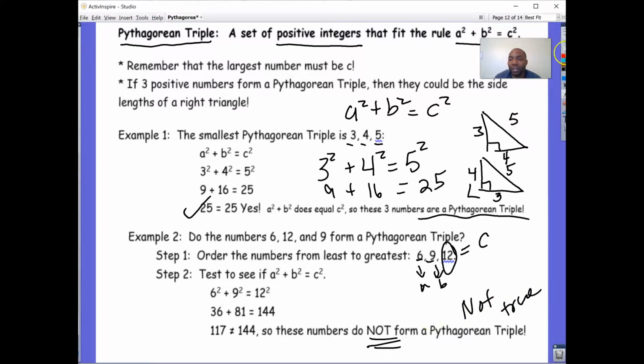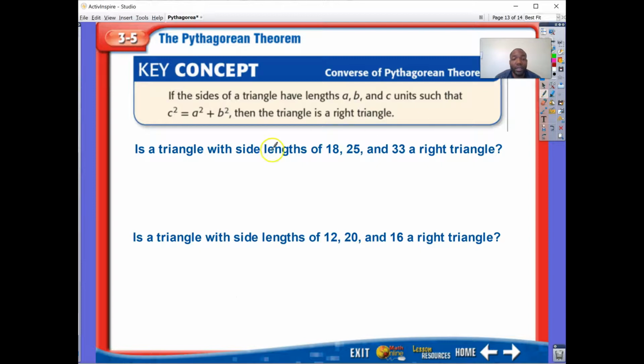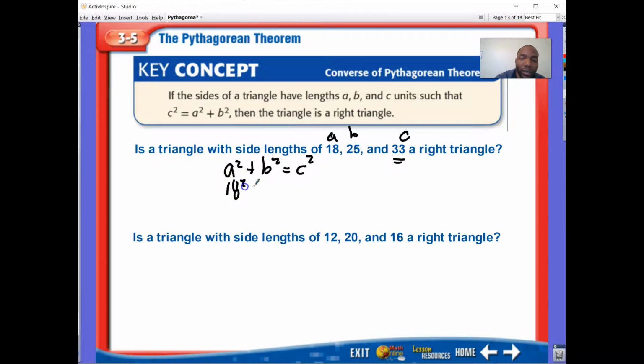All right, let's try some. We're going to do 2 together, and then you're going to have 3 to do. So is a triangle with side lengths 18, 25, and 33 a right triangle? Let's identify the largest side. This has to be C, because it's the longest side. So this is going to be A, and this is going to be B. This is the Pythagorean theorem, A squared plus B squared equals C squared. So we are asking ourselves, does 18 squared plus 25 squared equal 33 squared?